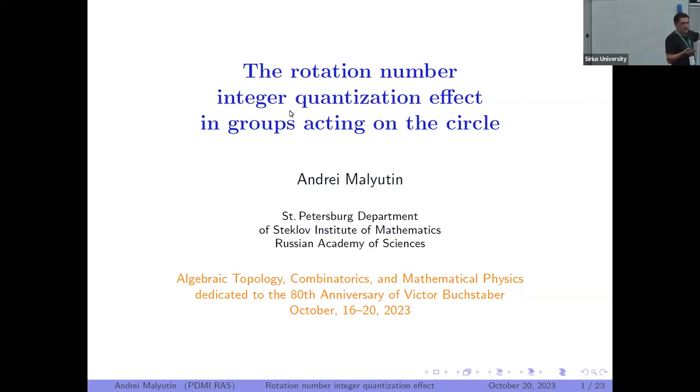And after that, I felt that this rotation number integer quantization effect is just one of the manifestations of this huge layer of large-scale behavior of these groups acting on the circle and of PDEs on the torus. So it's really a new dimension for these things. And after that, for some time, I tried to understand deeper and deeper what happens there.